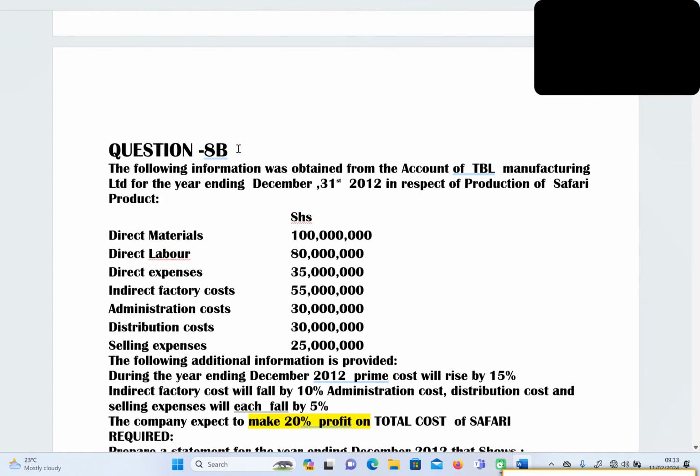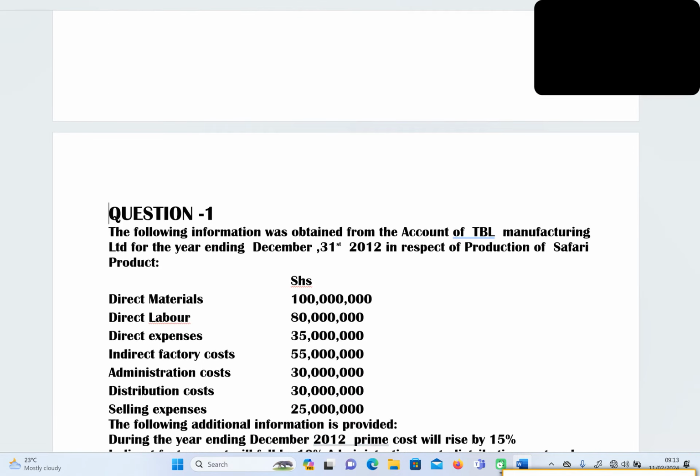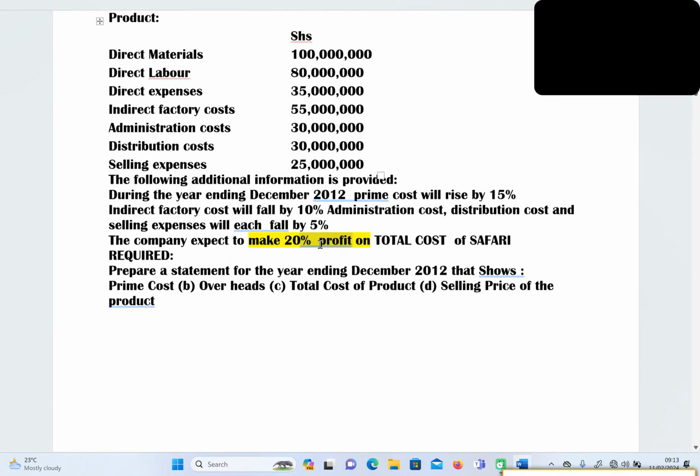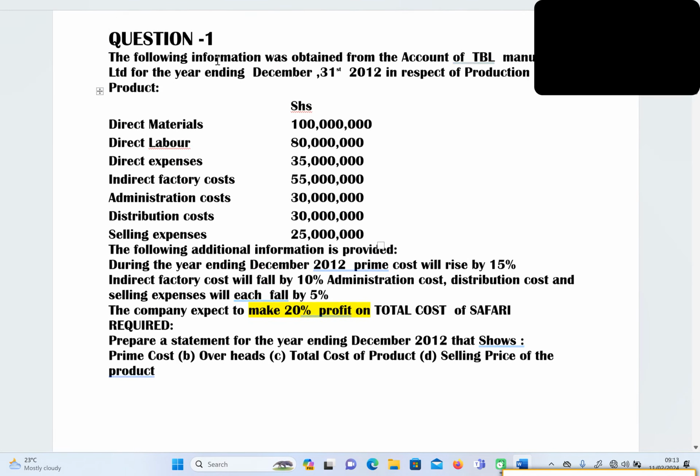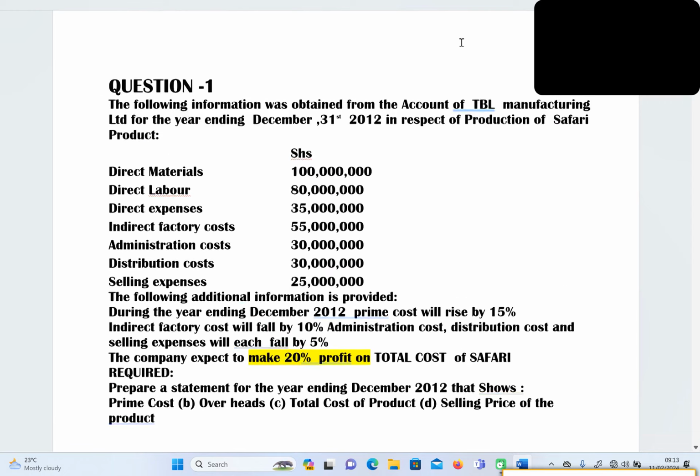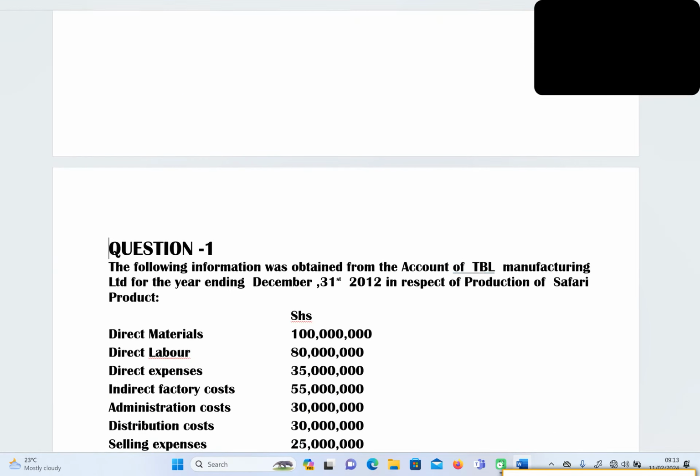Let's say this is question number 1. This is a board question, taken from the foundation level, and you have to respond to it. Let's see how it goes. What does it say? The following information was obtained from the account of TBL.